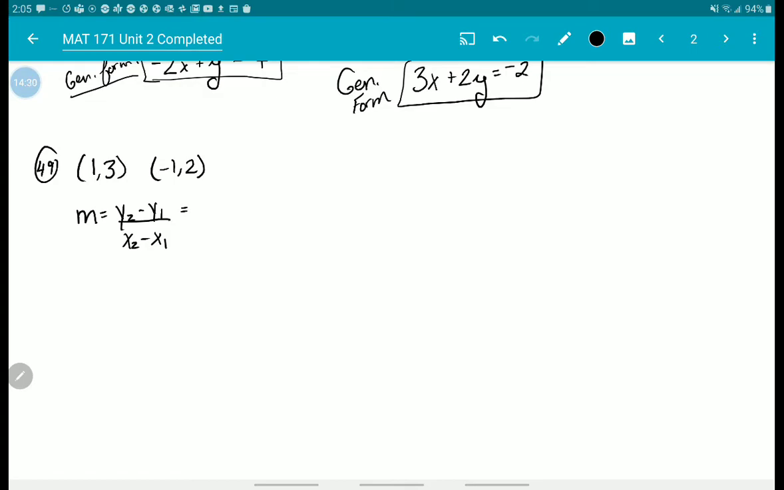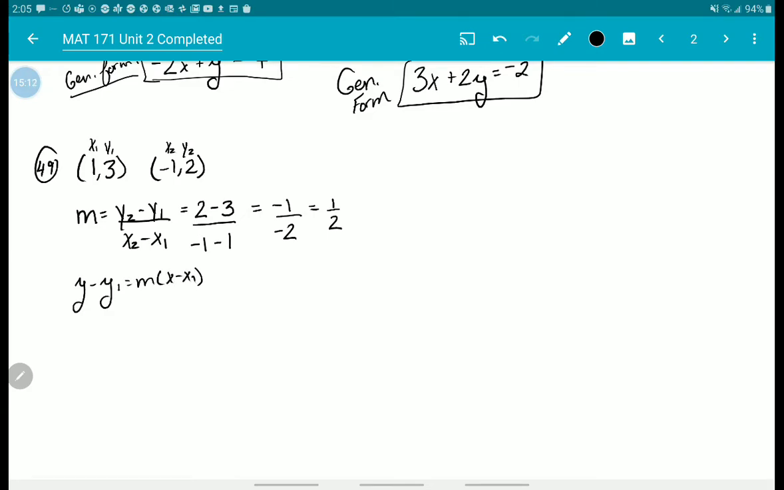So I'll substitute in everything we know. I'm going to label this as x1, y1, and this is x2, y2. It doesn't matter which one you pick for the first and the second point. I just chose the first point for the first point. So we have y2 minus y1 over x2 minus x1. So we're going to have a negative 1 in the top, negative 2 in the bottom. Negative divided by negative is a positive. So there's our slope. Now let's find the equation of the line.